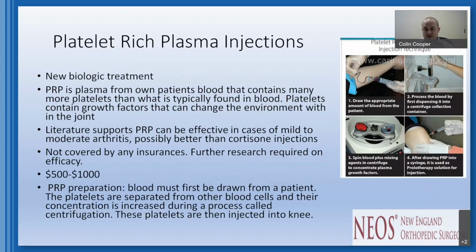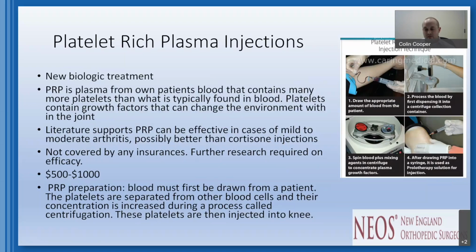Platelet-rich plasma injections is an even newer treatment known as a biologic treatment for knee arthritis. And platelet-rich plasma, or better known as PRP, is plasma that's drawn from your own blood. So basically, the way that works is that you get your blood drawn in the office, and then the blood is placed into a centrifuge that processes the blood, concentrating the platelets, which contain growth factors that are thought to change the environment in the joint.